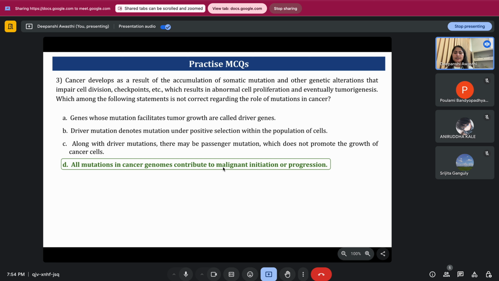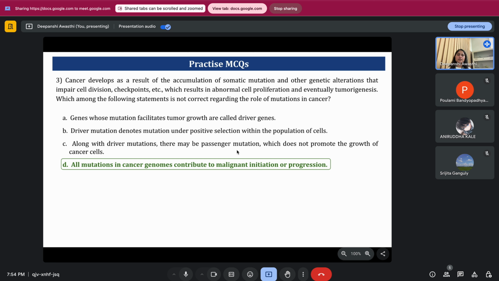When we say driver mutations or driver genes, those genes are the ones which help tumor growth. If there is any mutation in these genes, it will be associated with tumor growth. Driver mutations denote the mutations under positive selection within the population of cells. So driver mutations are the mutations which are under positive selection, and if they occur, they will lead to the cancer phenotype. Whereas mutations which do not contribute anything to the cancer cell are referred to as passenger mutations.